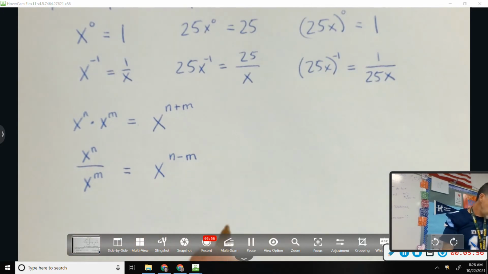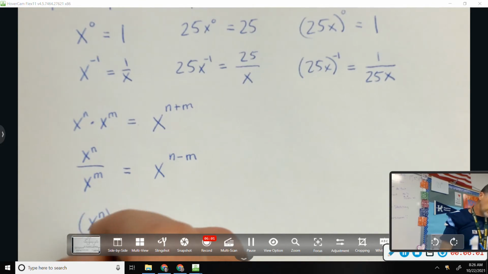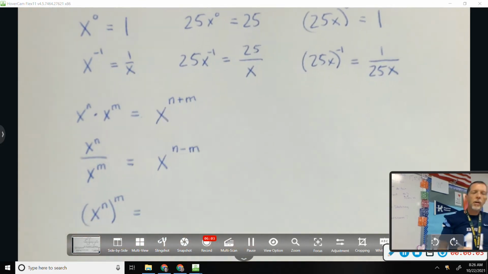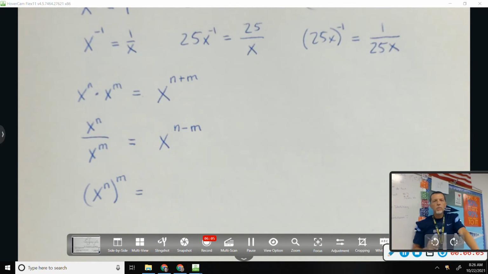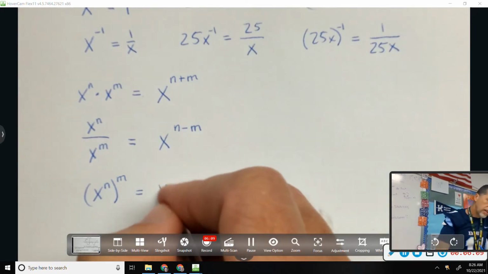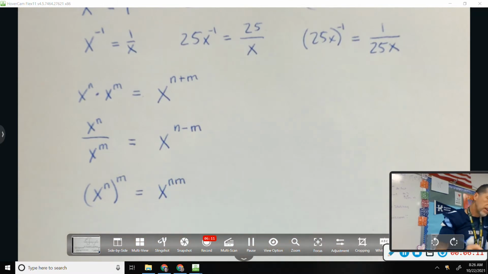And what if you put the 25 there? No, I wouldn't change anything. Never mind. And then here's the one you were talking about. If you have a power to a power, what do you do with the n and the m? You just multiply them. So that's x to the nm.